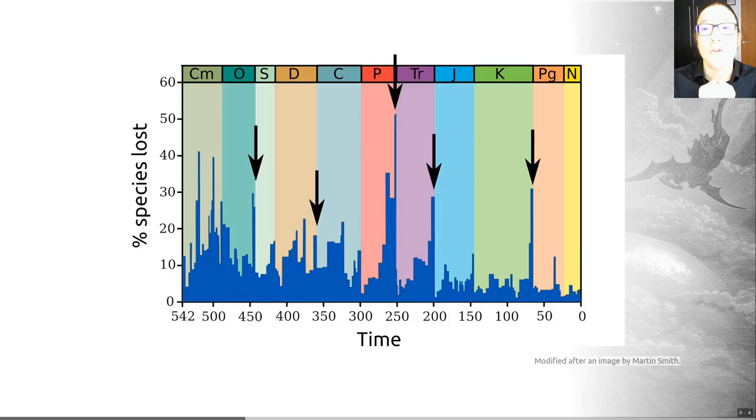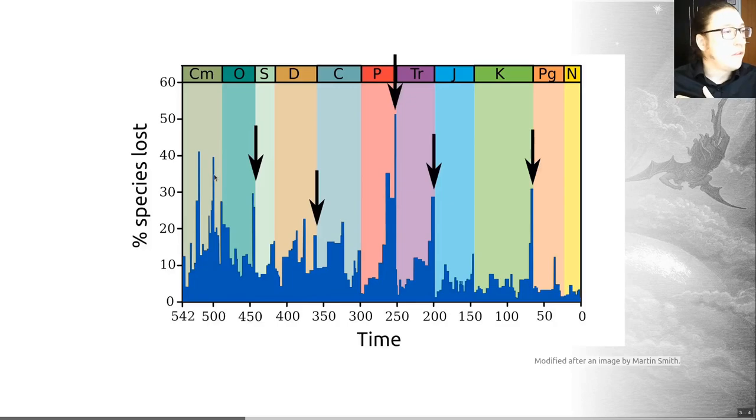These extinctions are shown on this diagram here. Between any two time bins, if a large proportion of organisms go extinct between two time intervals, we get a peak on this graph. And you can see that our five big mass extinctions are marked with arrows here.